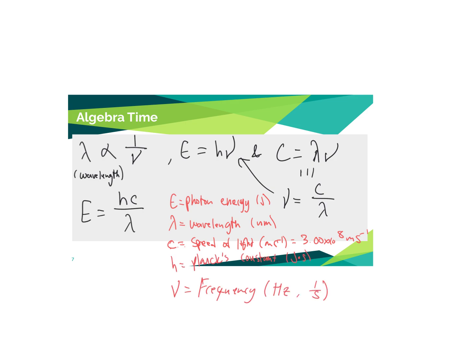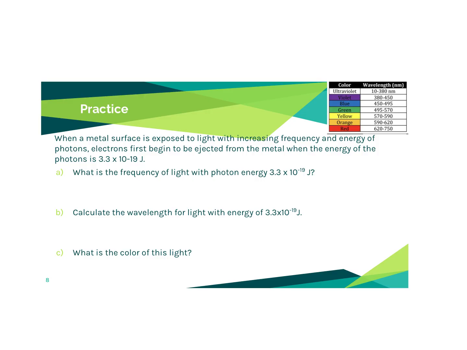And so all of these terms can be used to describe light, and we can use this in order to figure out important information about the energy of a light and the energy required to eject an electron from a metal surface. So let's just do one quick little practice problem together to end off this video. And so in this practice problem, I'm told a metal surface is exposed to light with increasing frequency. That means nu is going up, it's increasing, and the energy of photons, right? Energy of photons. And so nu and E are both increasing.